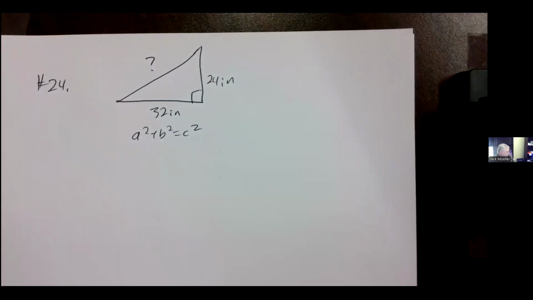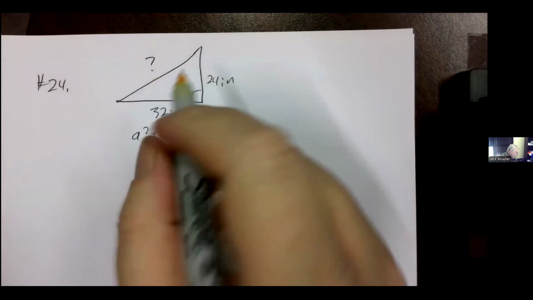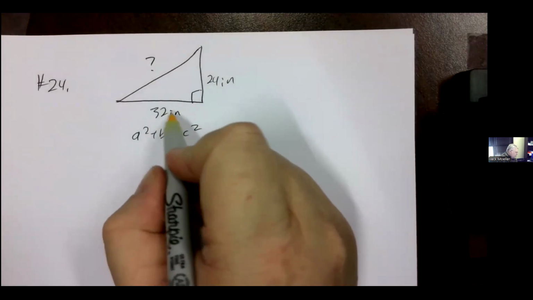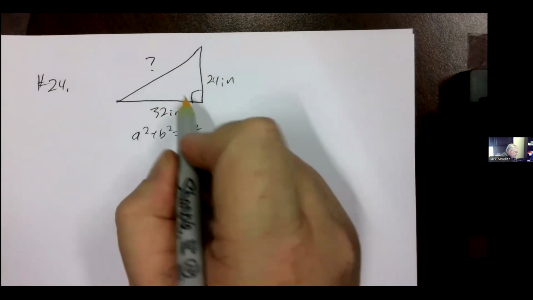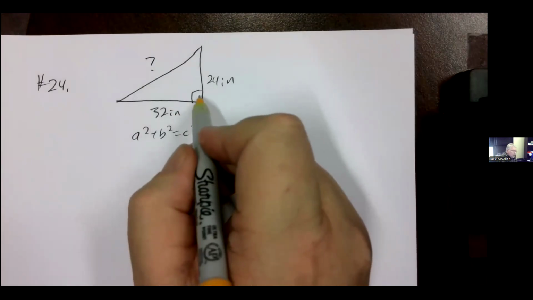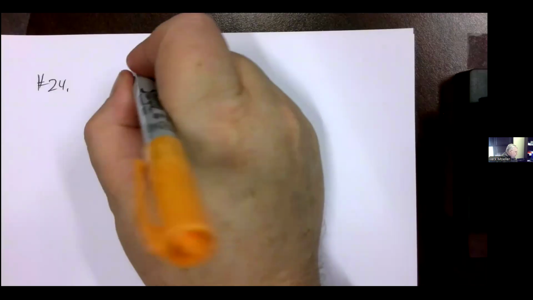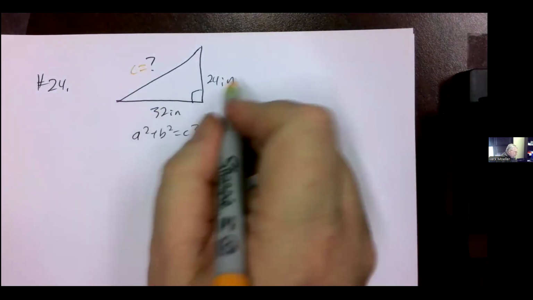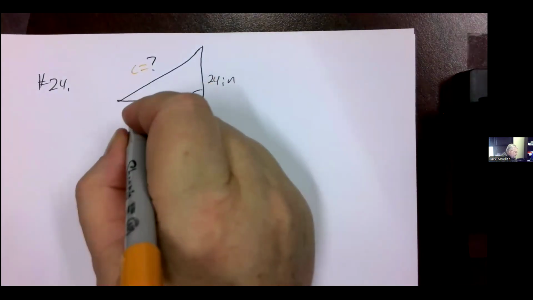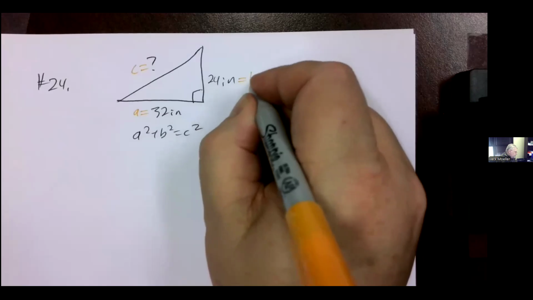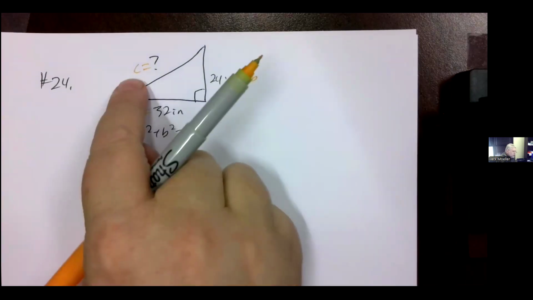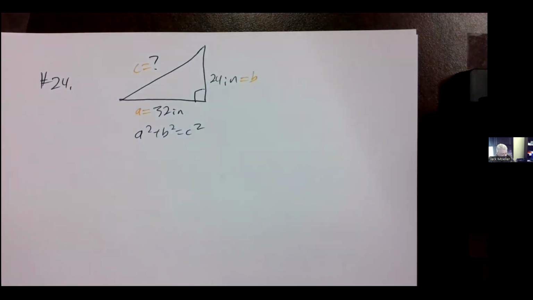And hopefully, again, if you've done the homework, you're familiar with the fact that the a and the b make the 90 degrees, and then the c is the long side opposite the 90. So that is the c. And it does not matter which one of these two is a and b, they are interchangeable, but a and b are not interchangeable with c at all.